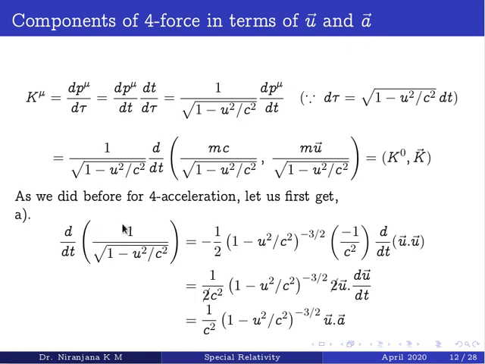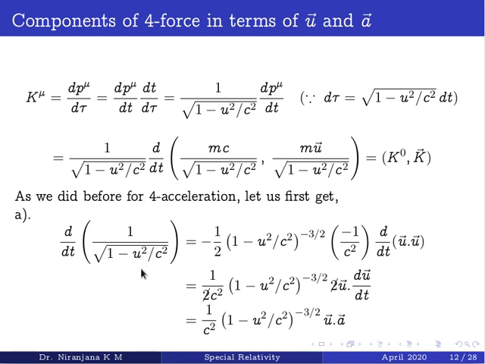First we will find out the differentiation of 1 by square root of 1 minus u square by c square. We can adopt the chain rule of differentiation and we can get the differentiation of this function, which will be as seen here in this expression. You can take it as 1 by square root of a function, then its differentiation is minus half into the function to the power of minus 3 by 2 into the differentiation of the function which is inside the square root. That's how the chain differentiation is done.